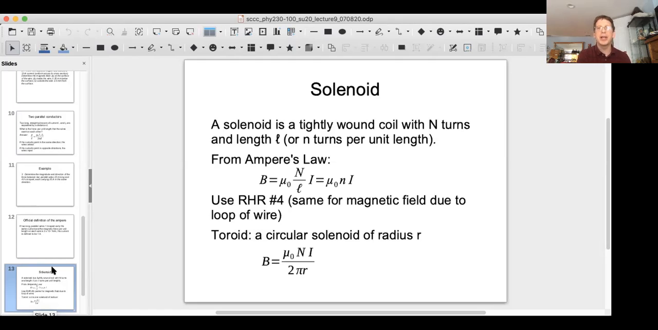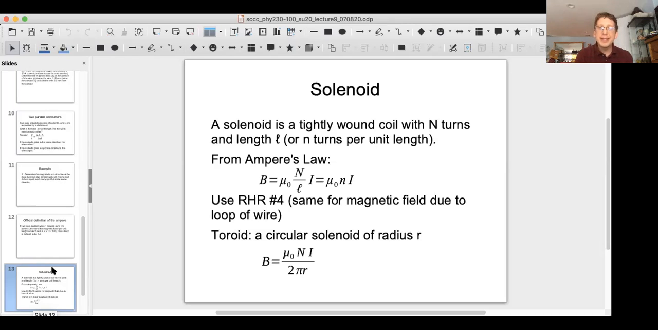the magnetic field inside the solenoid, and not too close to the edges, is equal to mu naught times capital N over L times I, or mu naught times small n times I. And so that's the magnetic field inside the solenoid. It is uniform. So much like the infinite sheet of charge allows you to create a functionally uniform electric field, the solenoid allows you to create a functionally uniform magnetic field.